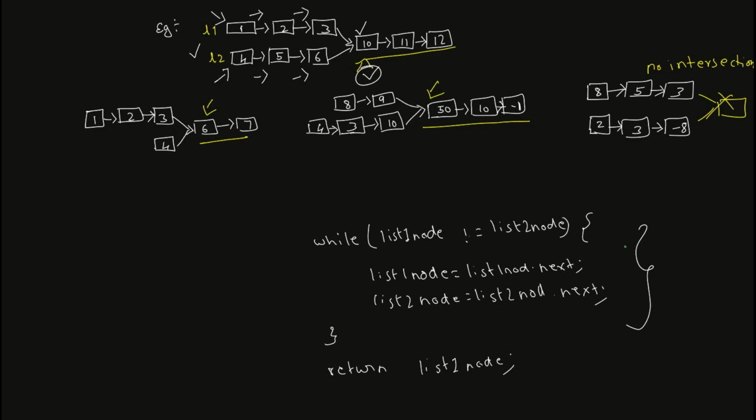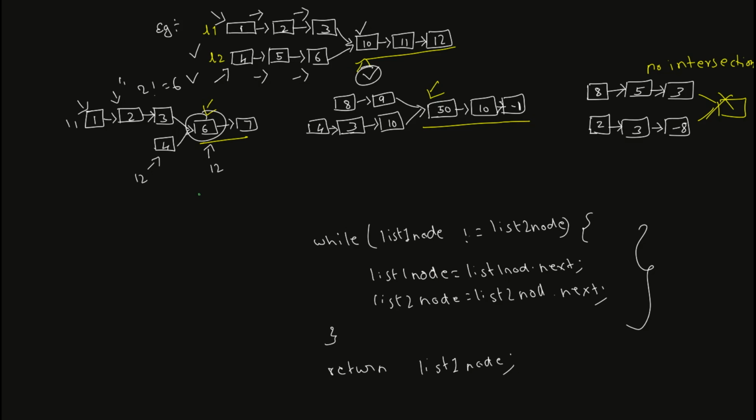Let's see if this core logic works with these three examples as well. Okay, let's analyze with this example. Initially our L1 will start with 1 and L2 will start with 4. After the iteration our L1 will be at 2, our L2 will be at 6. Our 6 is the intersection point. So now let's check this condition. 2 not equals to 6, this will be true, and this will go for another iteration.